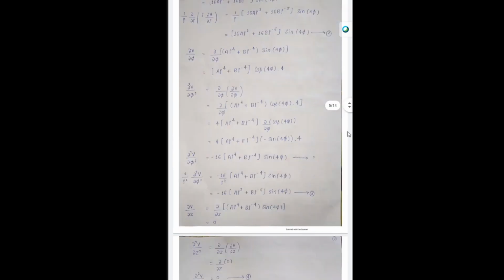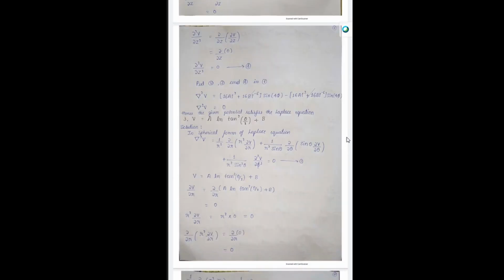Then after converting this dou V by dou theta to 2A by sine theta, you need to multiply by sine theta on both sides according to equation 1. So sine will get cancelled, and you get 2A. Then if you differentiate 2A with respect to theta, it is 0. Then again if you multiply by 1 by r square sine theta, that is also 0. So the second derivative finally results in 0.